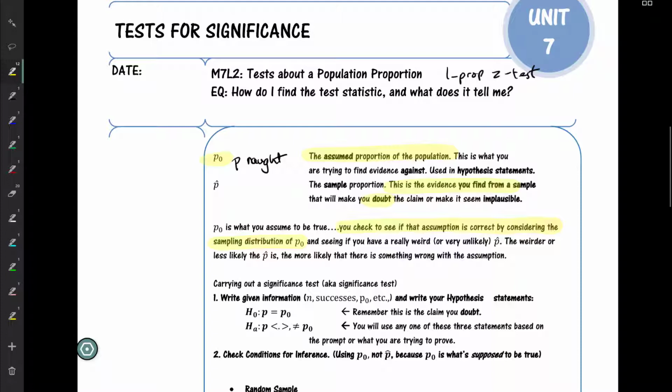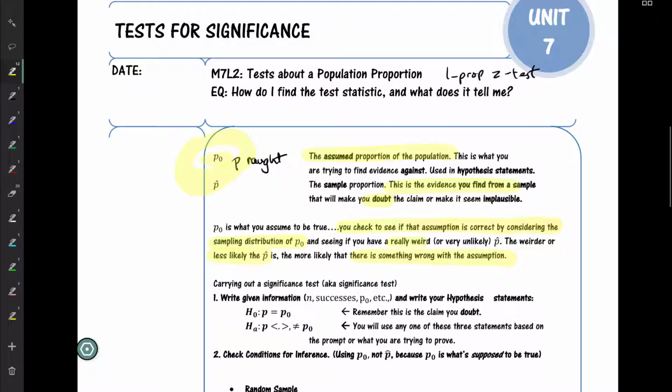So it's the same idea that we did in Unit 5. We're just going to have to make things a little bit more formal this time. What we are doing is, if we consider that all possible samples are supposed to be based on the sampling distribution of our assumed P naught, then we can see if our sample is going to be really weird or very unlikely, right? And the weirder or less likely that P hat is, the more likely that something is wrong with our assumption. So how do we do it?